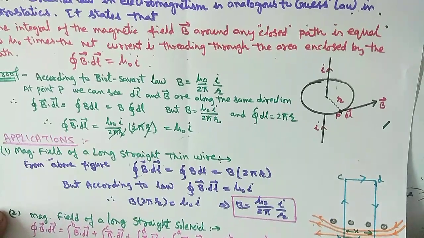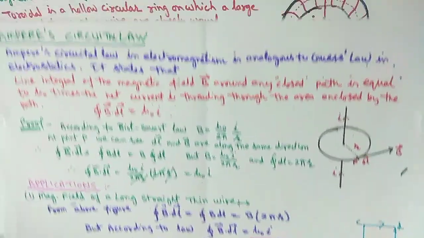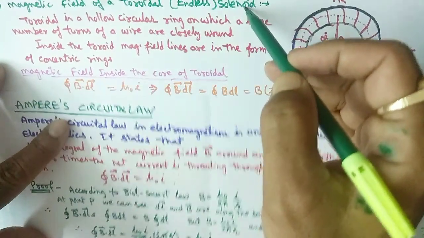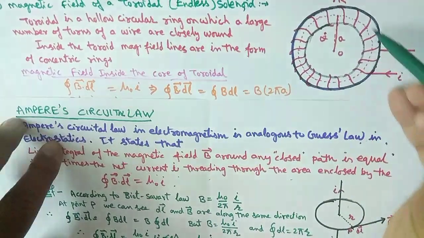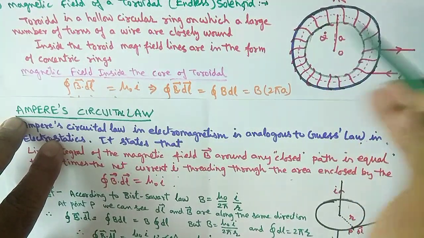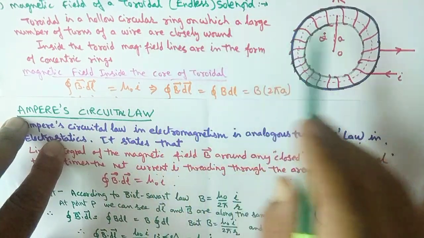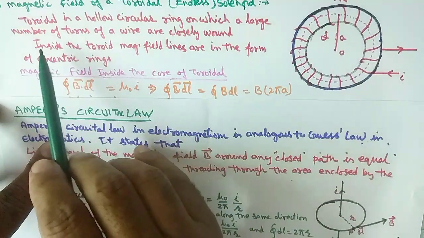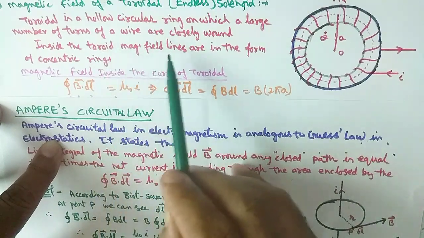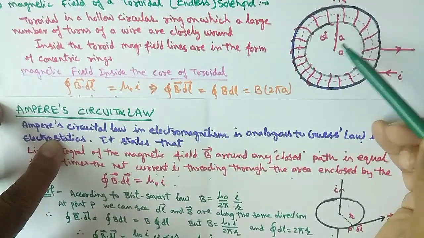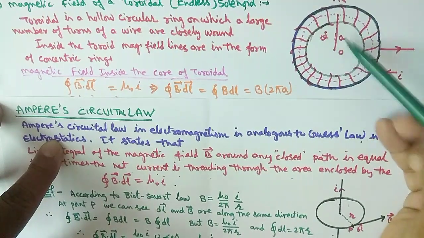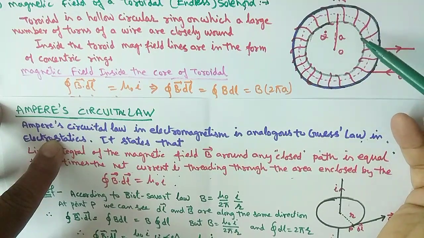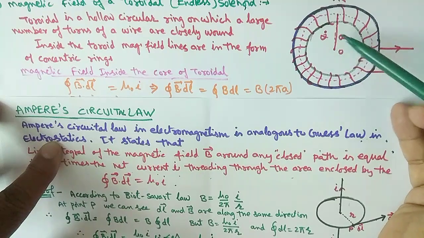Now the third application we can discuss, that is the magnetic field of a toroidal solenoid. Toroidal solenoid means it is an endless circular solenoid. A toroid is a hollow circular ring on which a large number of turns of a wire are closely wound. Inside the toroid, magnetic field lines are always in the form of concentric circles, just like a circular loop solenoid.